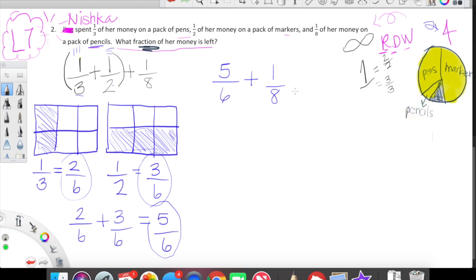Let's do this. 5/6 plus 1/8. We're going to model 5/6 with columns, 1/8 with rows, and here we go. I need 2 rectangles. Keep in mind we're adding, so this modeling looks a little bit different than the modeling that we were doing in class today with our subtraction. So just be very mindful of what operation we're using. Right now we're adding.